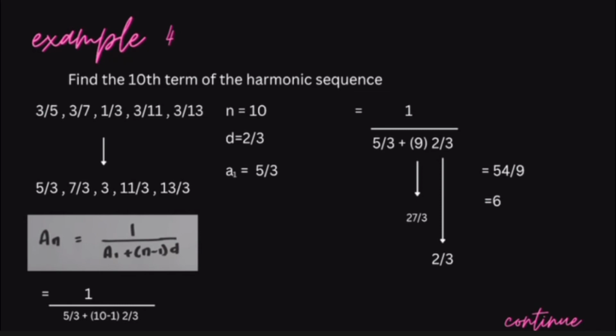Now, 9 in fraction form can be 27/3. So, we multiply 27/3 by 2/3. So, it will equate to 54/9. 54/9 is 6. So, 5/3 plus 6.